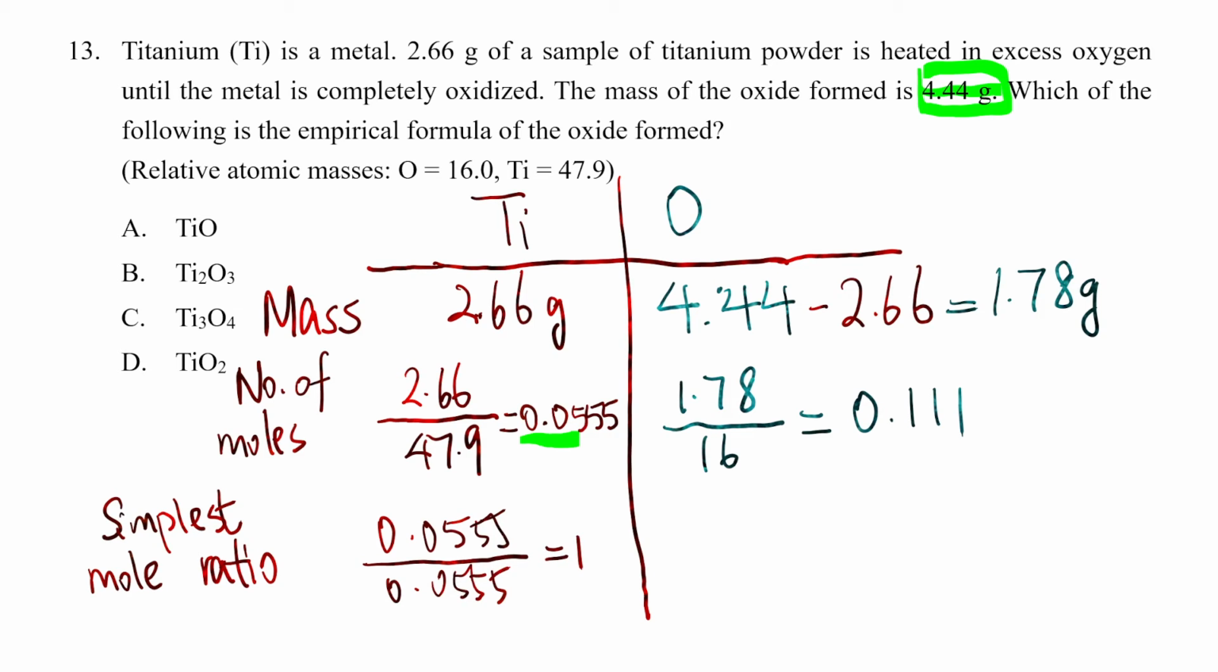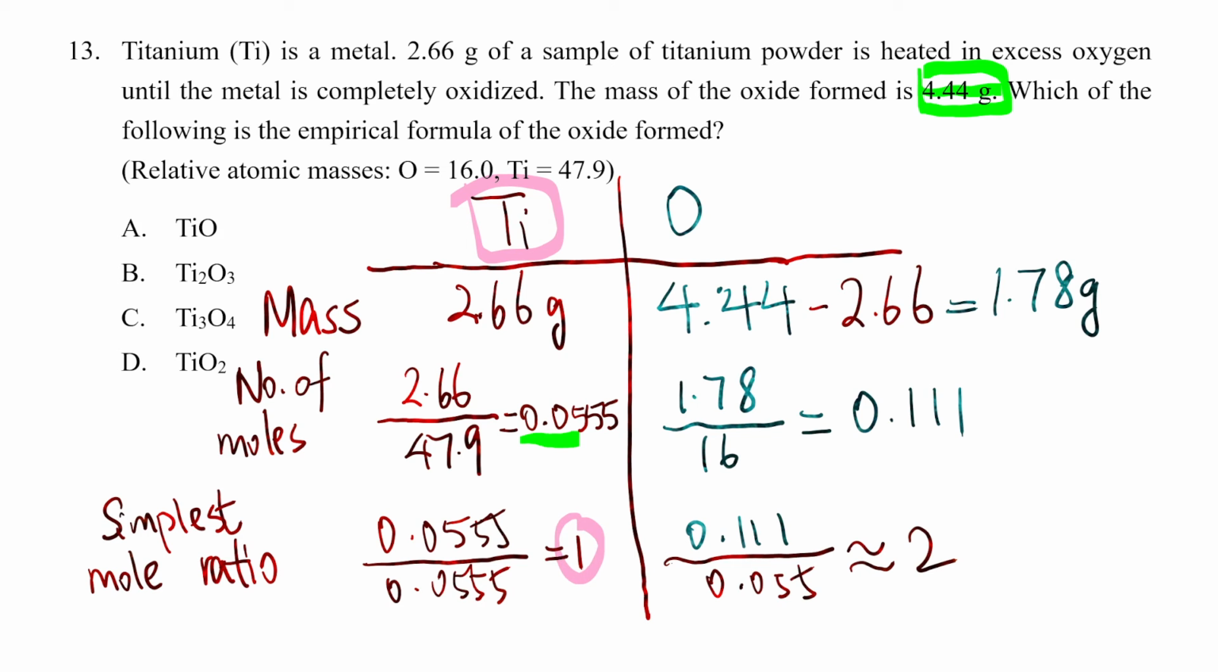But for the other side, this is 0.111. You take the smaller number and put it at the denominator, 0.055. And then you do this on your calculator, 0.111 divided by 0.055. And you should see this is roughly equal to 2. And there you have it. You can now find the simplest mole ratio.